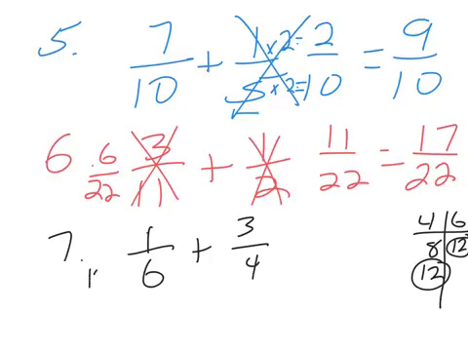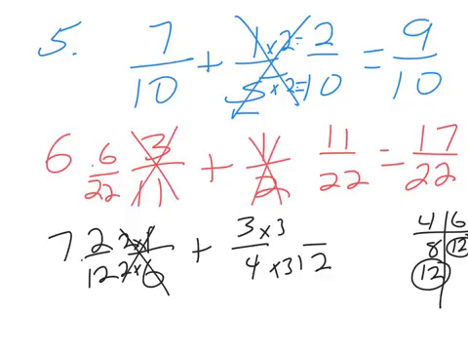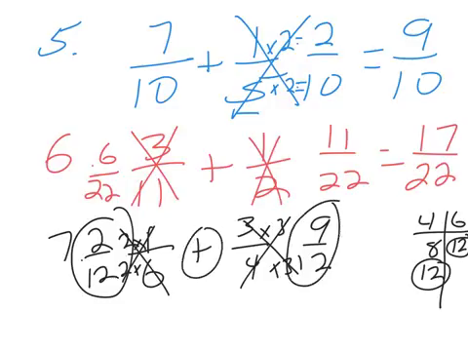Change these both into 12. 6 times what? Times 2. So 1 times 2 is equal to 2. My new fraction is 2/12. 4 times 3. So then we have 3 times 3 equals 9. And I've got my new fractions 2/12 plus 9/12, and that equals 11/12, which is my answer.